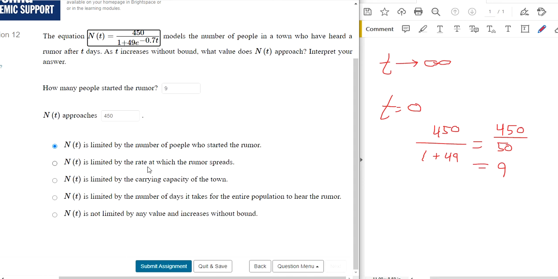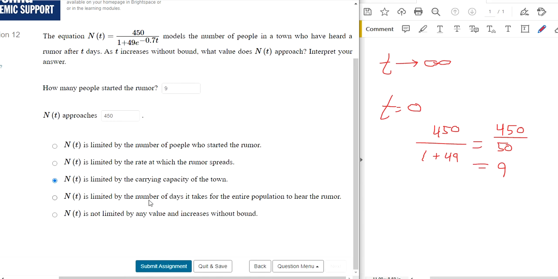Limited by the rate at which the rumor spreads, that would be impacted by this negative 0.7. That could be negative 0.5. But eventually, as t goes to infinity, even if this is negative 0.5 or negative 0.1, this e to the negative 0.7 t term is going to 0. So that's not it either. Carrying capacity of the town. If you haven't seen this phrase, I think it came up in our reading, but the carrying capacity of the town is like how many people can possibly have this rumor, how many people can hear this. So that definitely would be a limiting factor.